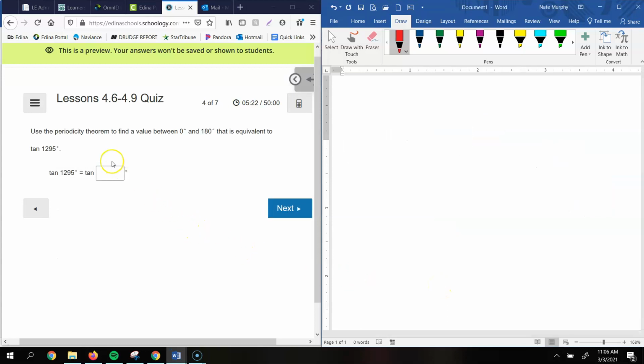All right, so this is another one of those periodicity problems. Now remember, the tangent function does not repeat itself every 360 degrees. It repeats itself every 180 degrees. So for this one, I'm going to take 1,295 and divide it by 180. Now when I do that, I get 7.194 repeating. So that means it represents 7 full rotations or repetitions of that tangent function with 0.194 repeating left over. So I want to figure out, well, how many degrees would that remnant be? So we're going to take 0.194 repeating times 180, and when we do that, we get 35 degrees.